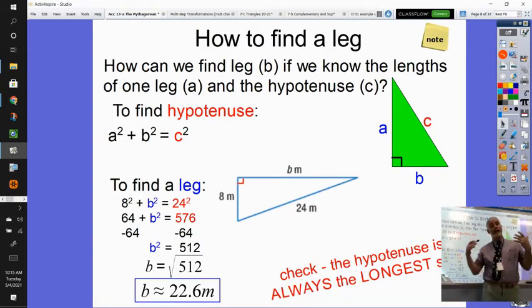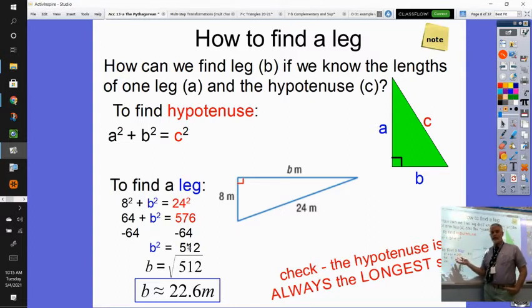If you know the length of one leg and the length of the hypotenuse, you can calculate the length of the missing leg. Now we're going to use the same formula. The theorem still holds that a squared plus b squared equals c squared. But now it's A or B, and it doesn't matter which one is which. That's the one we're not going to know. In this case, this leg is 8, the hypotenuse is 24 across from the right angle, and what is B? So 8 squared plus B squared equals 24 squared.